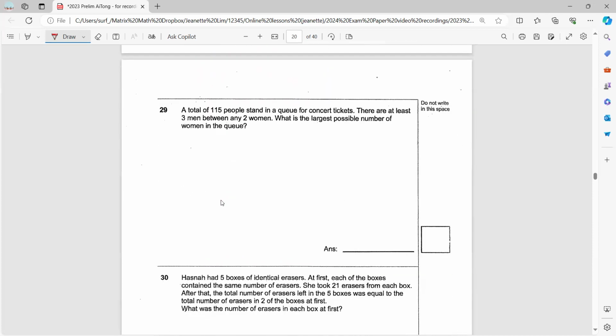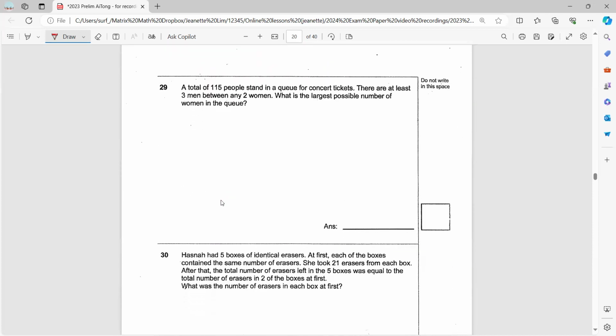Question 29. A total of 115 people stand in a queue for concert tickets. There are at least 3 men between any 2 women. What is the largest possible number of women in the queue?